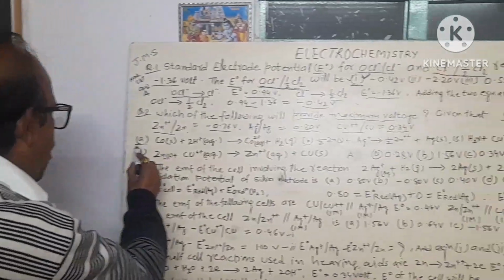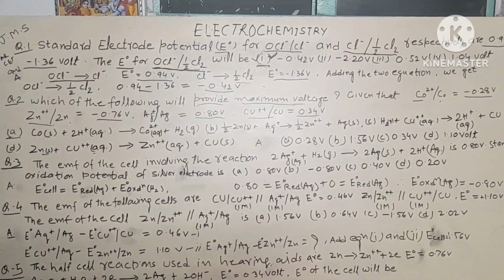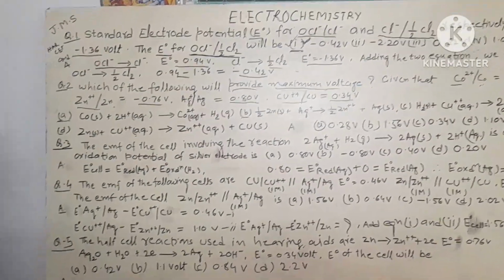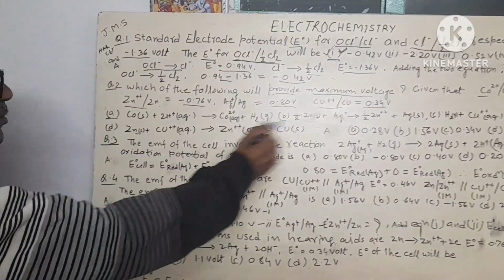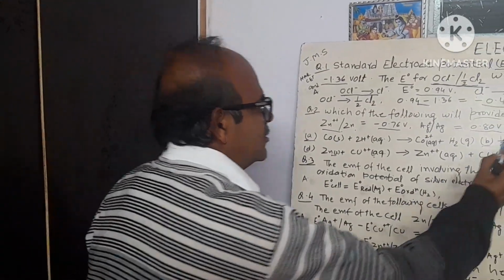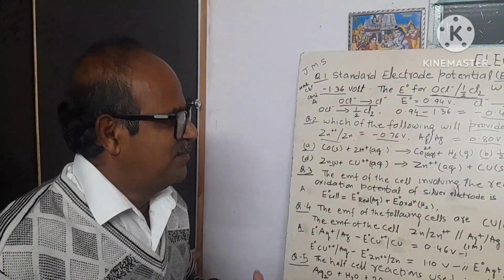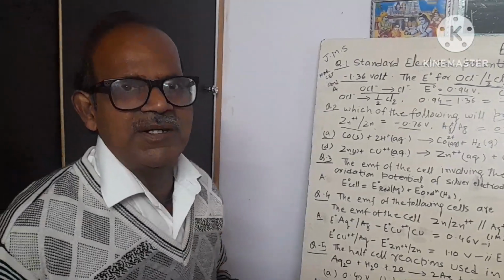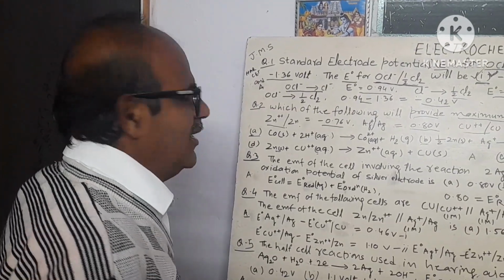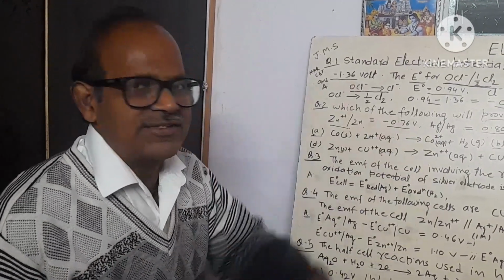In the four options, four cell reactions are given. For each cell you calculate the electrode potential. Only then can you tell which cell will provide maximum voltage. Don't think that it is a big question. It is big, but you can solve it easily. I am telling you now. Cathode minus anode, you have to do in all four cases.